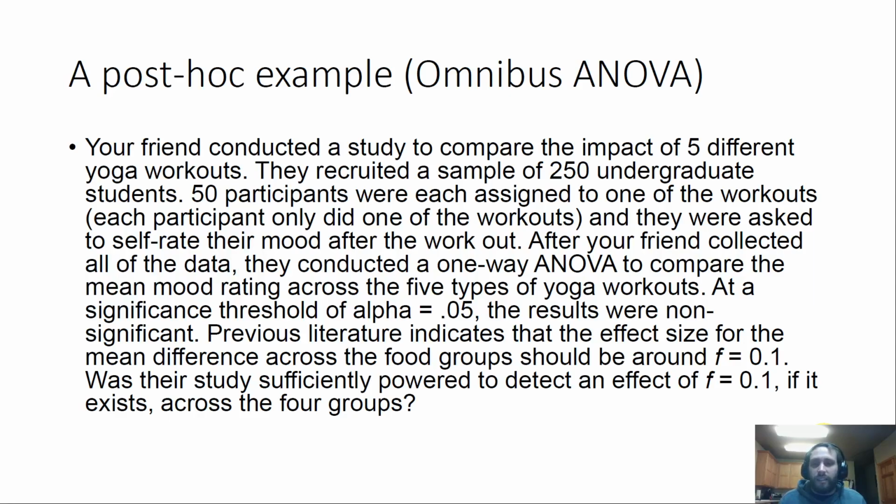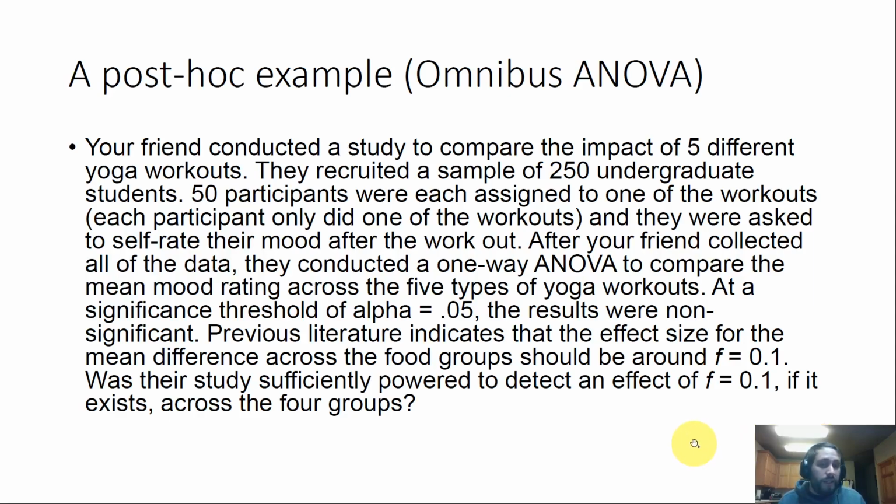So after your friend collected all the data, they conducted a one-way ANOVA to compare the mean mood ratings across the 5 types of yoga workouts. So at a significance threshold of alpha equals 0.05, the results were non-significant. So they're sitting there like, oh no, right? So previous literature indicates that the effect size for the mean difference across the groups should be around f equals 0.1. So we're going to ask, was their study sufficiently powered to detect an effect of 0.1 if it exists across the groups?